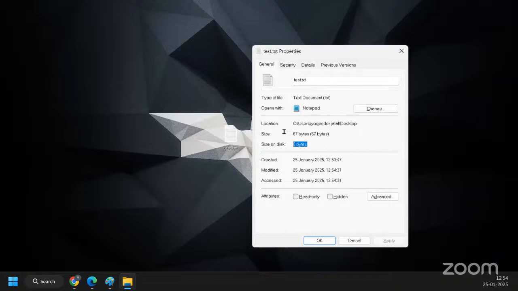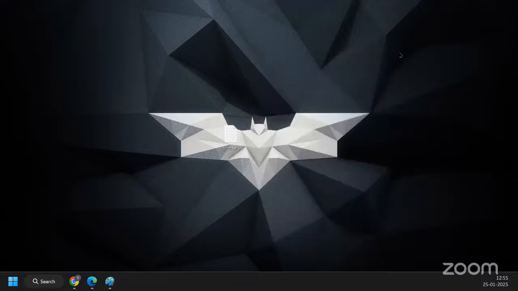Any guess? Any idea why? The size is saying 67 bytes of the file, but the size on the disk is saying 0. Does it mean that it is not getting stored inside of my SSD or inside of my hard disk? Any guess?